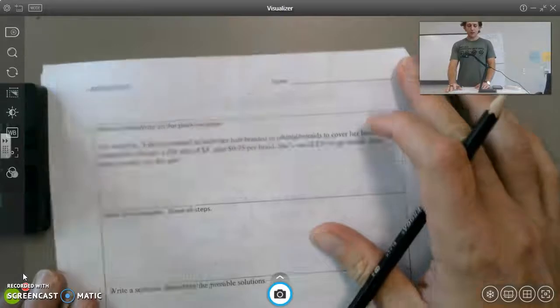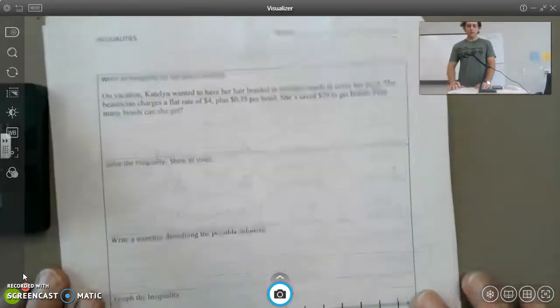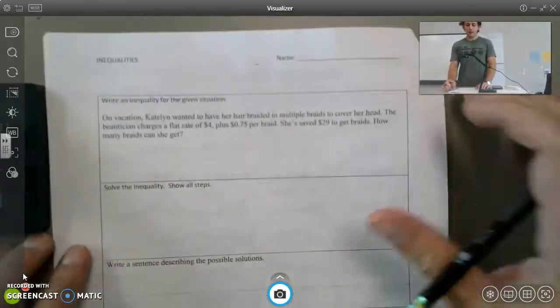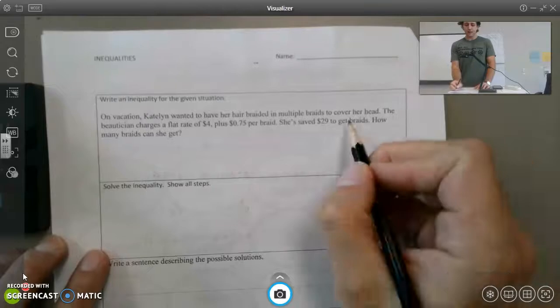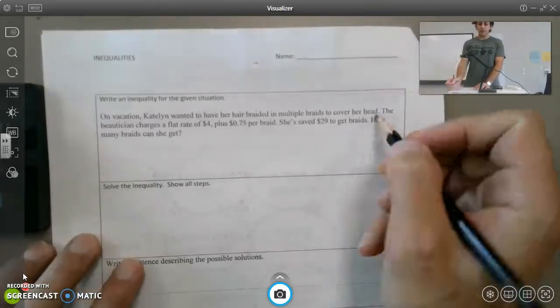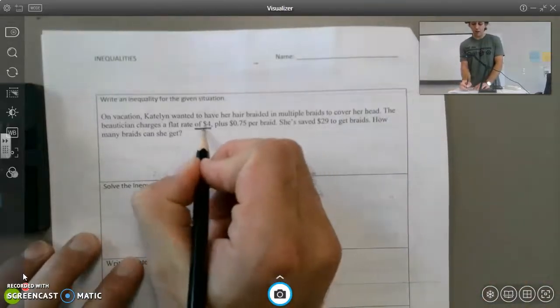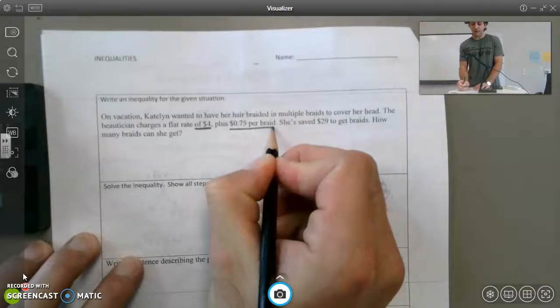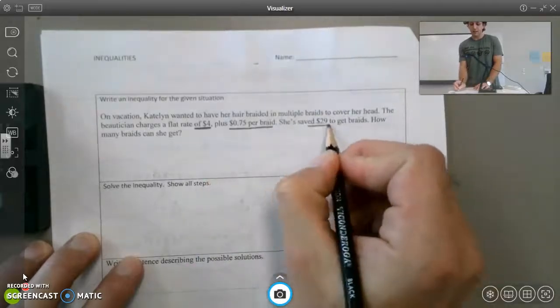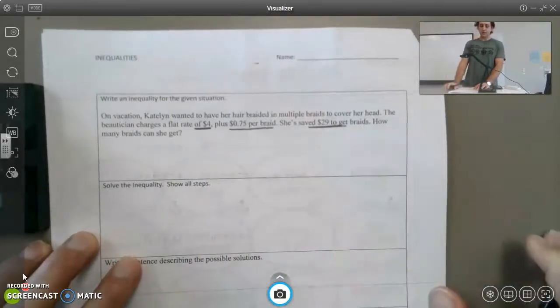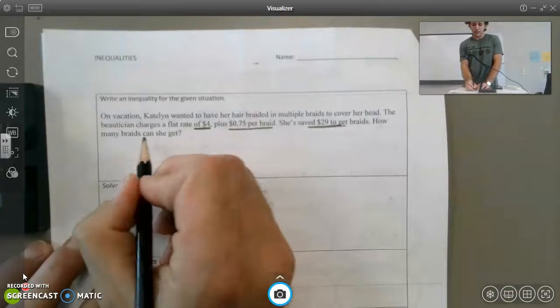Okay, another word problem for us. Caitlin wanted to have her hair braided in multiple braids to cover her head. The beautician charges a flat rate of $4 plus 75 cents a braid. She saved $29 to get braids. How many braids can she get?